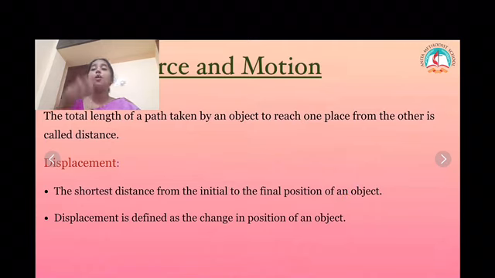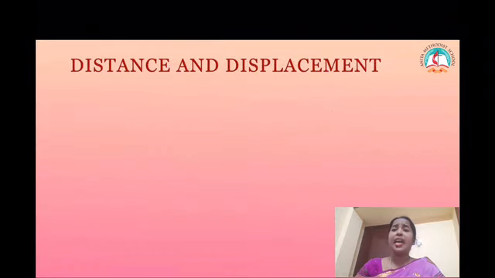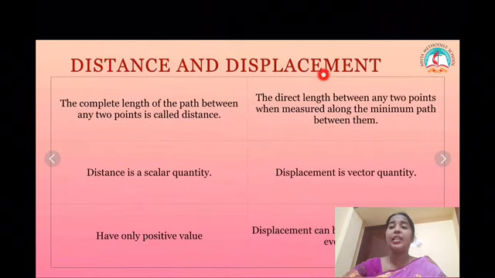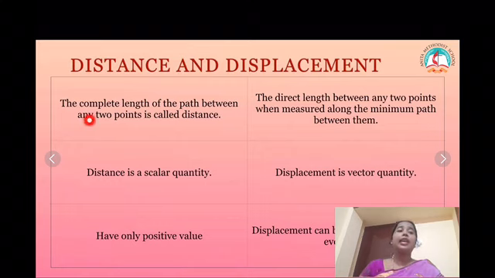So distance is moving from one place to another place. The total length measured, we call it distance. Displacement is the shortest distance, moving from the initial to the final position of an object. Now look at this tabular column, children. This tabular column will tell you about distance and displacement. Distance is the complete length of a path between 2 points. Displacement is the direct length between any 2 points. Distance is complete length. Displacement is direct length.